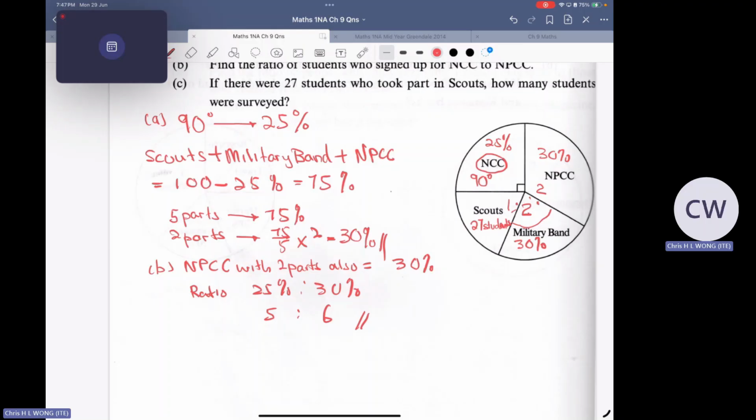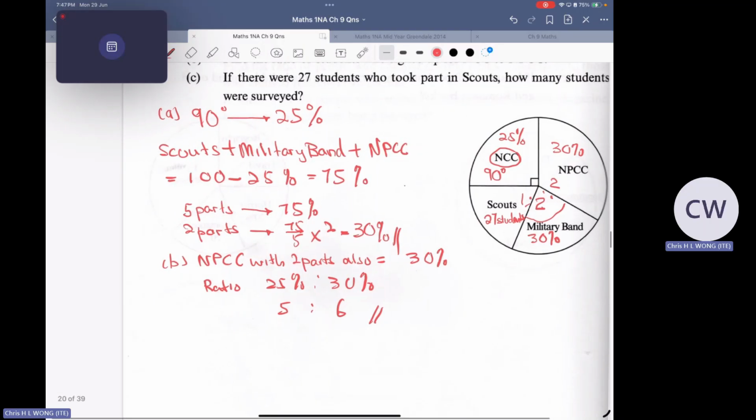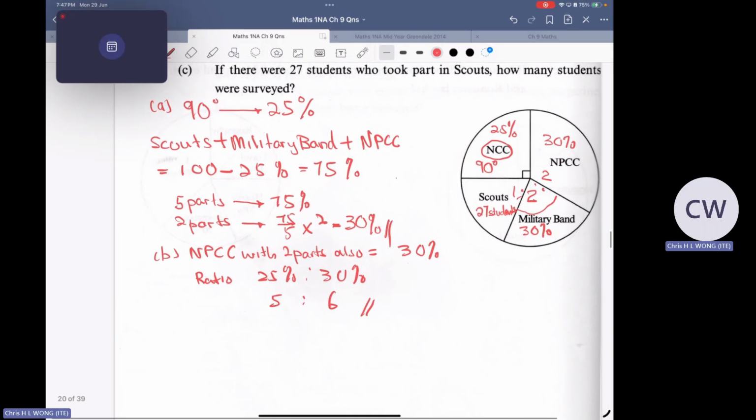How many students were for Scout? First of all, you find out how many students for Scout. How many percent is for Scout? How do you get 15%? Because two parts is 30, right? One part is half, 15%.